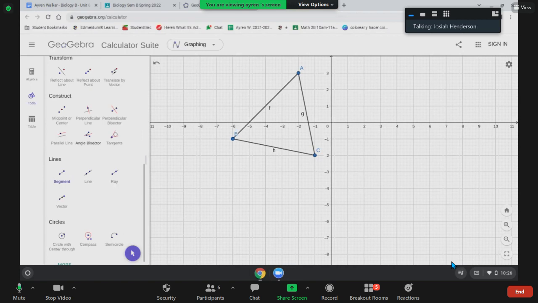And when you click on these tools, you've noticed, David, that it gives you a little pop-up with how to use the tool. So it says to just select 2 lines. So go ahead and click on 2 of the lines of your triangle. Perfect. So you've bisected the angle at A.